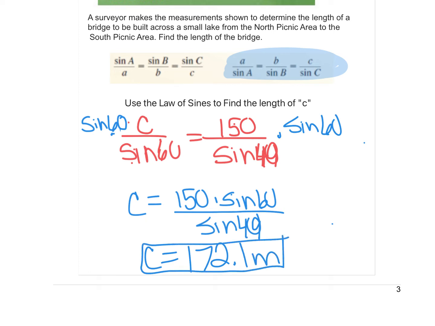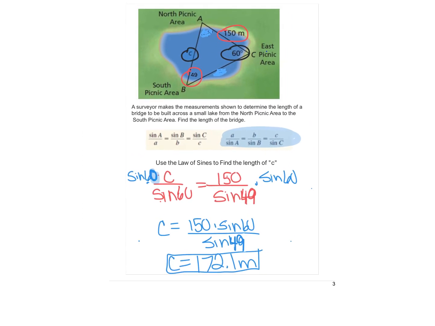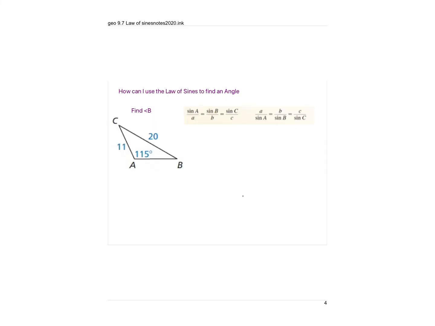Okay, so we can use our law of sines to find a side length of a triangle that is not a right triangle. That's a couple of examples of that. Now we're going to, in the next two slides, look at examples where you can use the law of sines to find angle measures. So let's look at that.